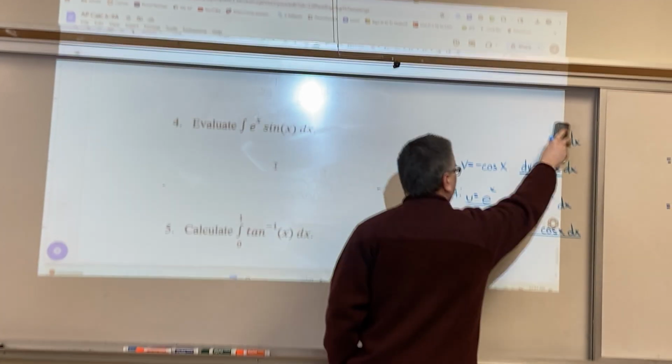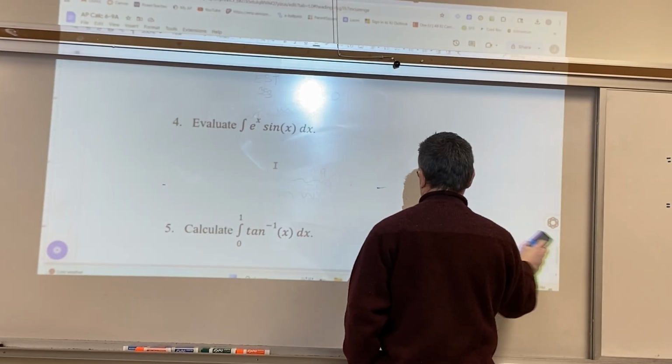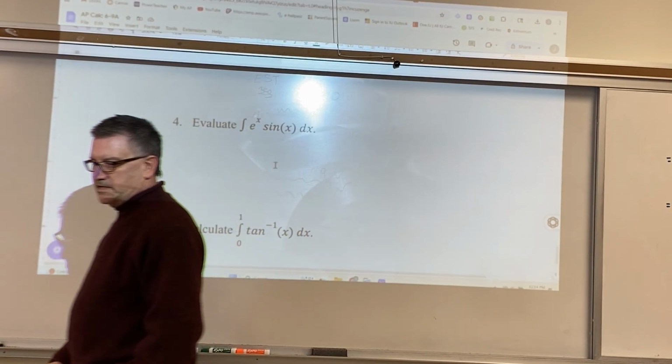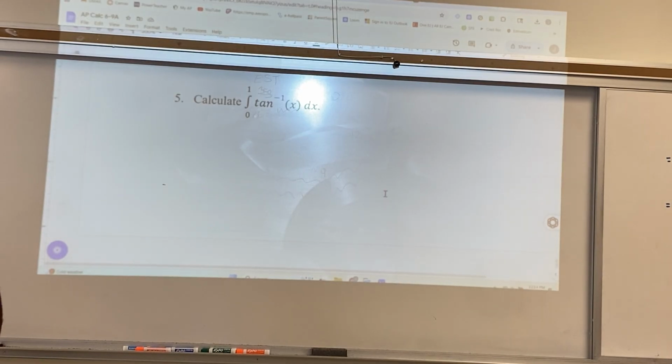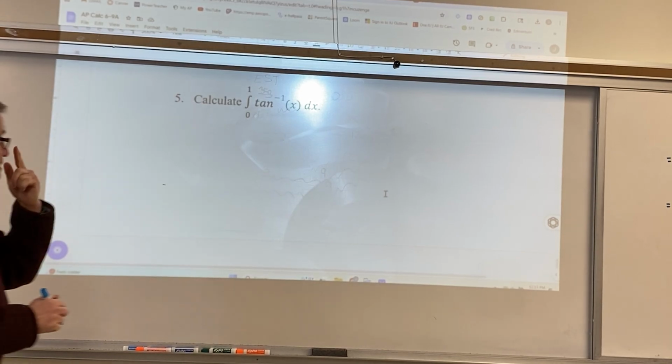And then we got one more. And this is going to be a definite integral. Looks like it's getting brighter out there. Hint, hint, we're going to use integration by parts here. So I need some parts. I need a U.